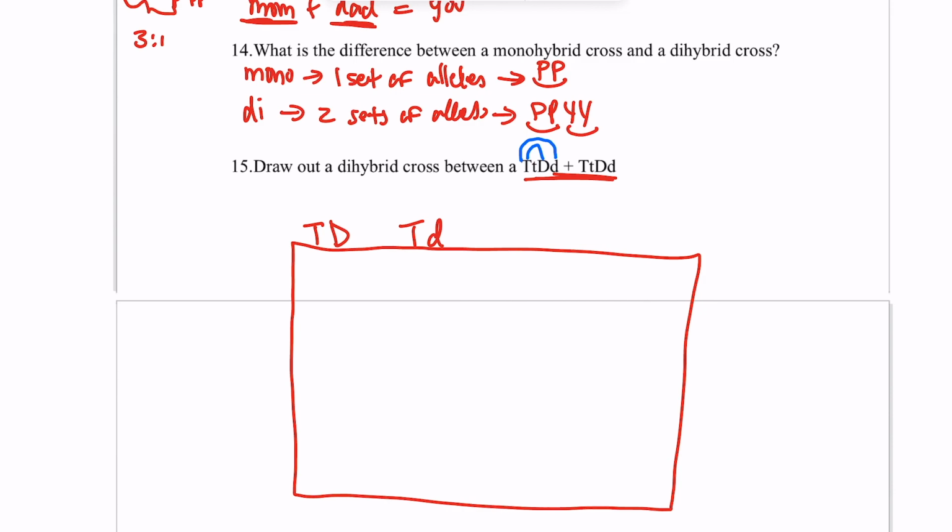Then little t goes with big D. And then little t goes with little d. Right, so that's how you foil it. Now, I'm not going to do the second one. That's going to be the exact same. So let's just copy what we did up here on this side.